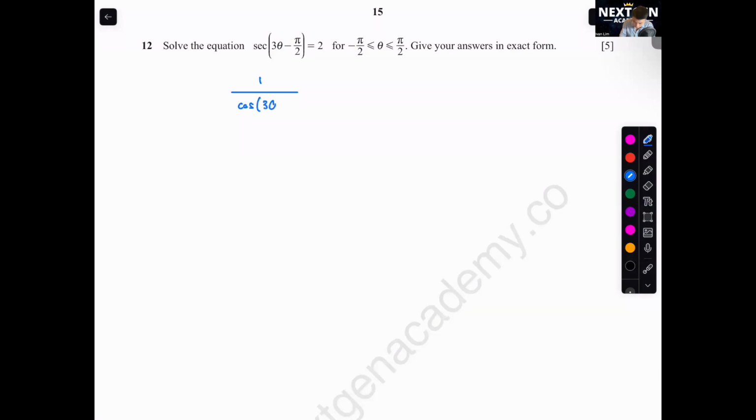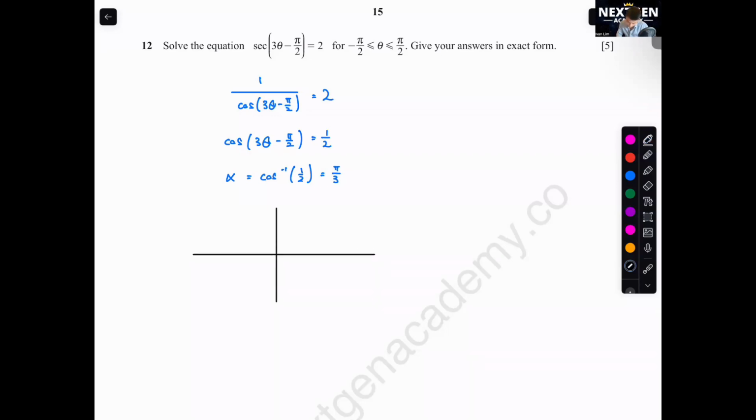So we can change it to 1 over cos of 3 theta minus pi over 2 equals 2. We inverse the entire thing, so this equals 1 over 2. First thing, we find our alpha: inverse cos 1 over 2. This is in radian, so we'll write it in terms of radian. Pi over 3. A 5-mark question means most likely you have multiple answers also. What's next? We're going to do our ASTC.